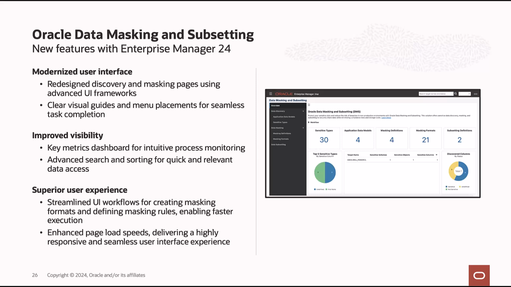The workflows for defining mask rules and the workflows for subsetting have been improved so that you can define easy process flows for these two features. And the page response has been increased due to adoption of the latest framework, the Jet framework, so that the user experience is improved. So these are the new features which will be rolled out as part of the data masking and subsetting pack along with Enterprise Manager 24 AI.